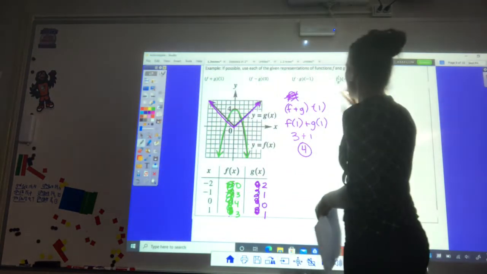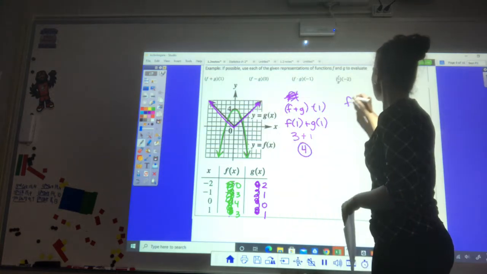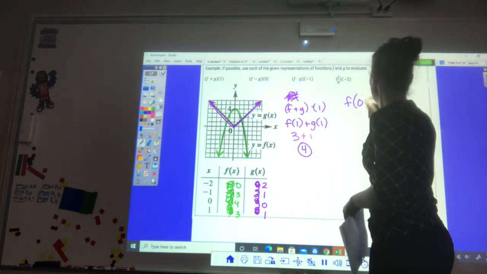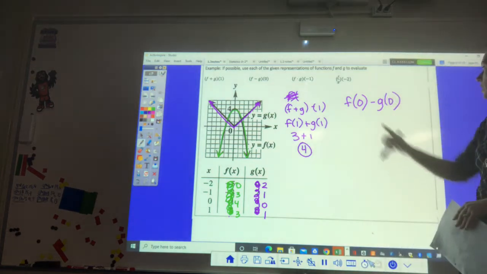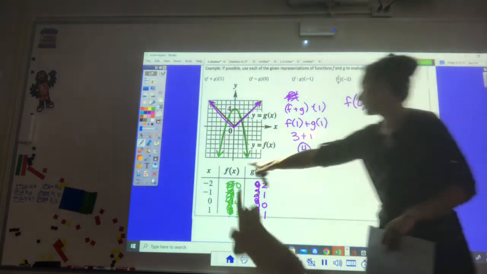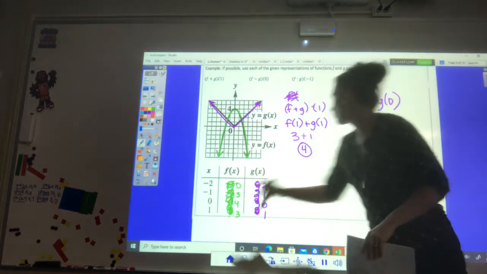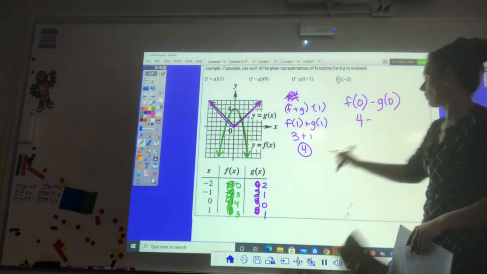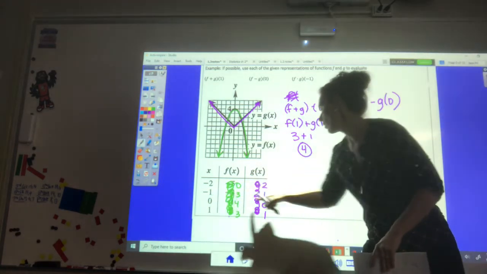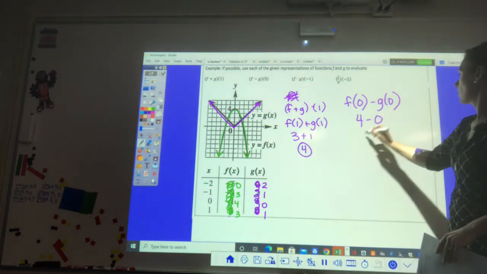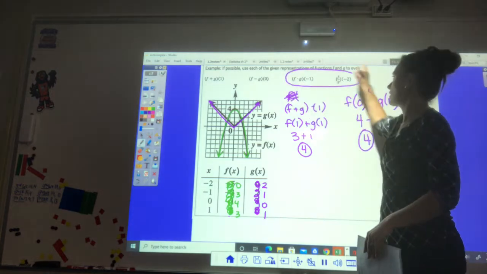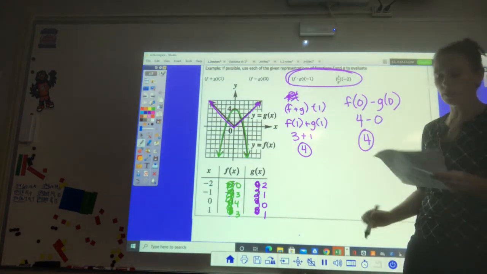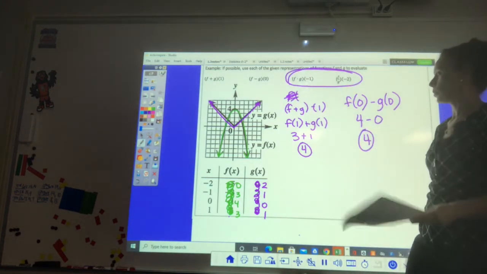So then f minus g of 0, we know is f of 0 minus g of 0, following the rules that we learned. So the function f at 0 is 4, and the function g at 0 is 0. So 4 minus 0 is 4. So you try to finish these two problems based on what we learned about those rules.